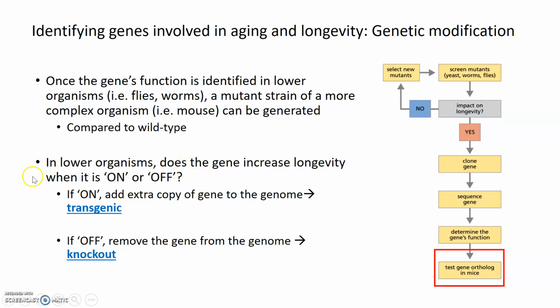And if the answer to that is on, you can create a new mutant organism that has an extra copy of this gene added to the genome and generate what's known as a transgenic. And if the gene has its effect when it's off or silenced, we can create a mutant strain of mice where the gene has been removed from the genome, or generate what's known as a knockout. But as I said, it's essential to know how this gene works and whether its expression or silencing is what actually confers the phenotype in lower organisms. And so you have to do those experiments before you can actually attempt to make this mutant strain to test the gene orthologs in mice.